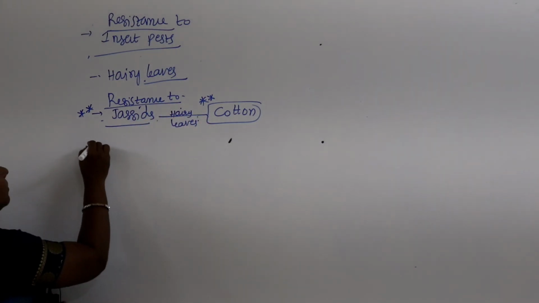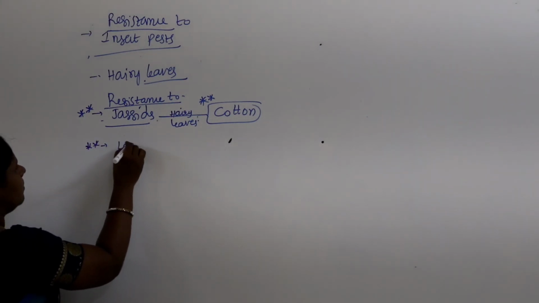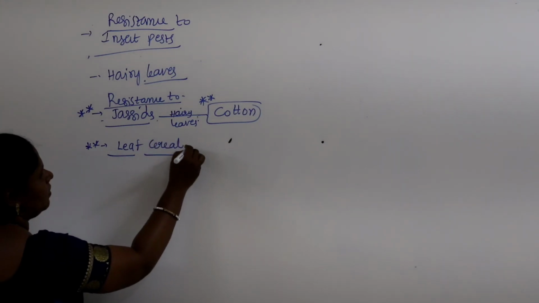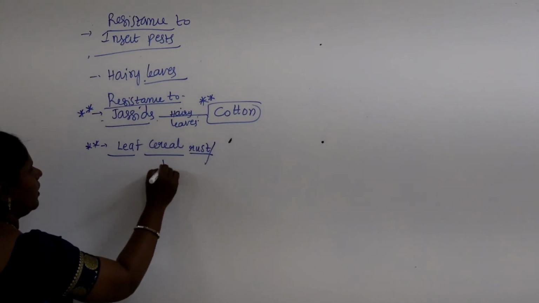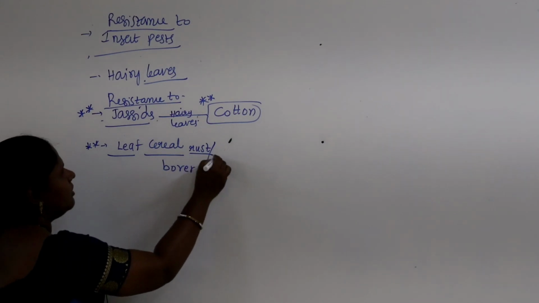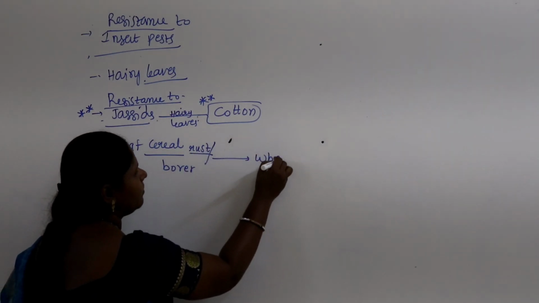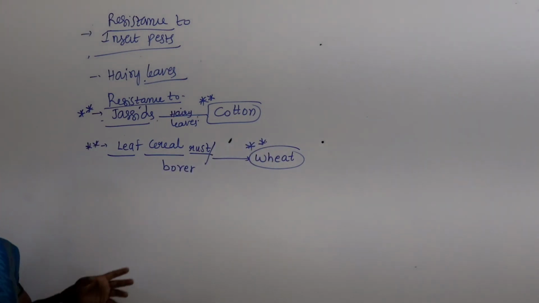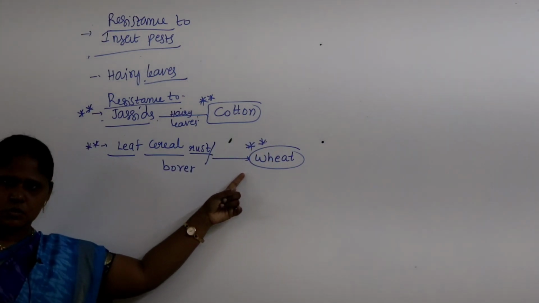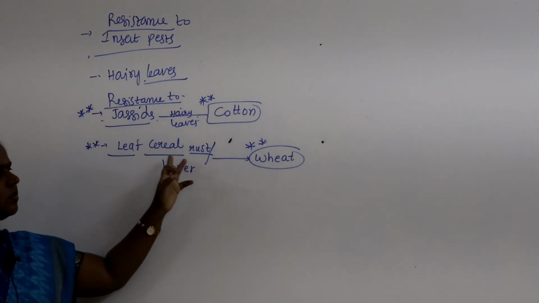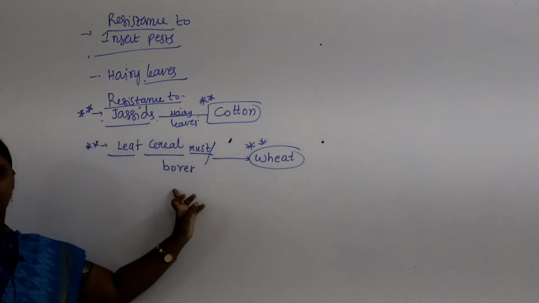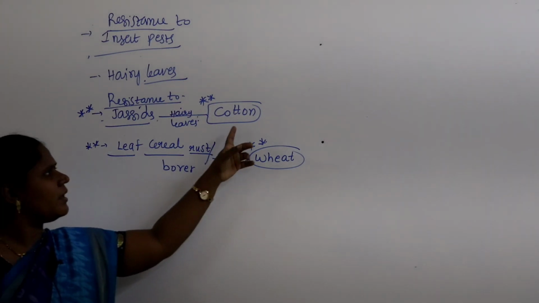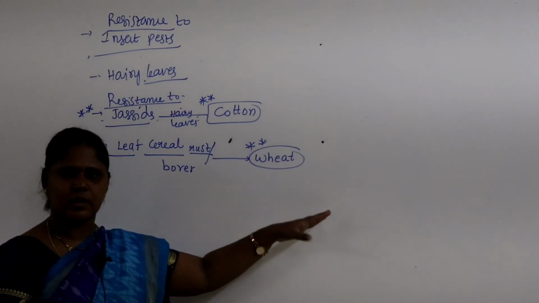Similarly, leaf cereal rust, or you can say borer, and this resistance is shown by wheat. Okay, wheat shows resistance to leaf cereal rust or leaf cereal borer, right? Apart from this, let us take the same common examples. If I write and give arrow mark here, again you will confuse, so I'll write again.